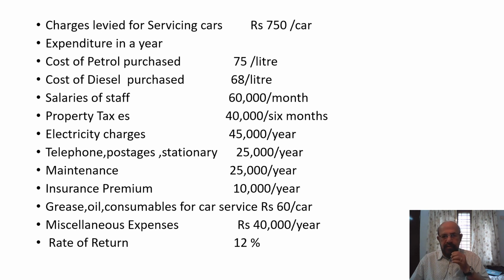Cost of petrol purchase 75 per liter. Cost of diesel purchase 68 per liter. Salaries of staff rupees 60,000 per month. Property tax rupees 40,000 for 6 months. Electricity charges 45,000 per year. Telephone, postage, stationery 25,000 per year. Maintenance 25,000 per year. Insurance premium 10,000 per year. Grease, oil, consumables for car service rupees 60 per car. Miscellaneous expenses rupees 40,000 per year. Rate of return is 12%.